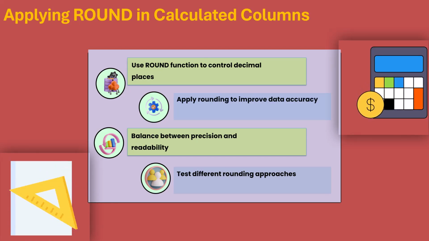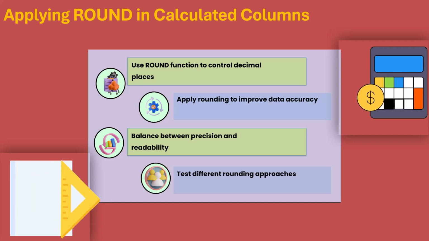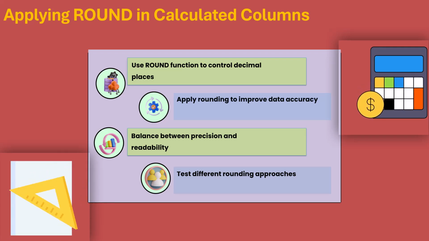Let's talk about rounding. It's not just for cutting down long decimals. In calculated columns, use ROUND to control precision. It helps maintain accuracy while keeping numbers easy to read. Remember, too much rounding can lose valuable details, and too little can make numbers hard to digest. Test different approaches to find the sweet spot.